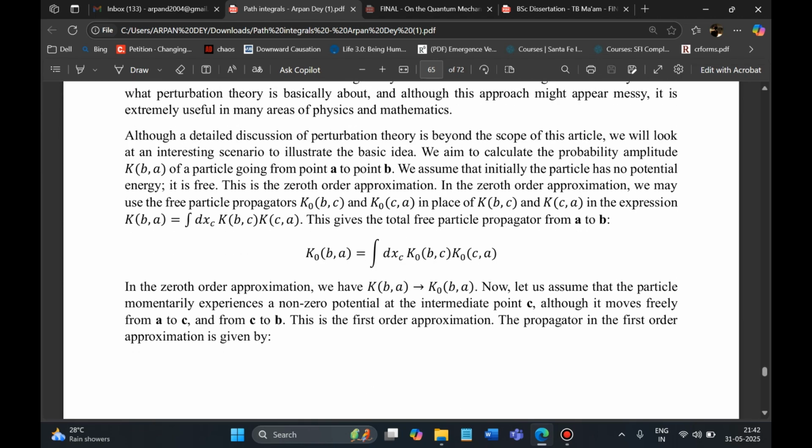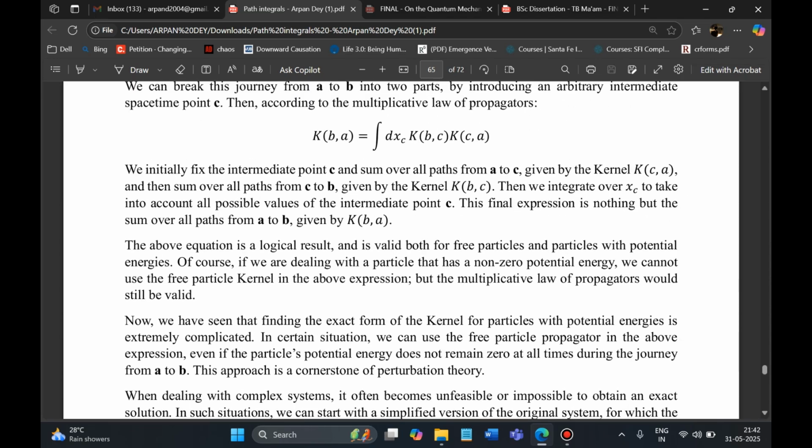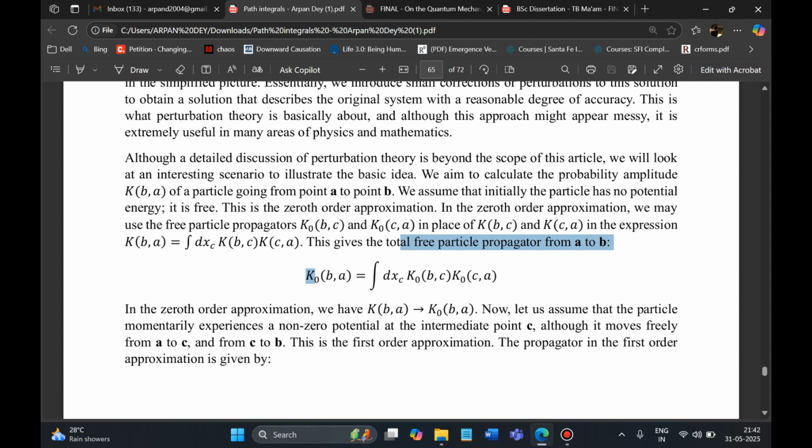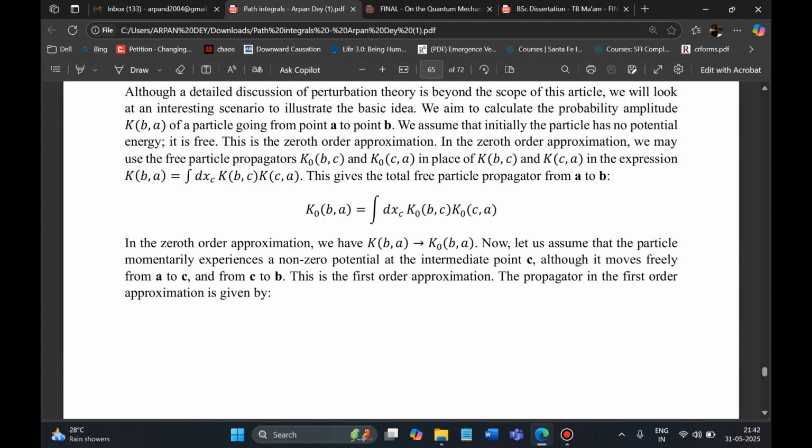First of all is the zeroth order approximation. We assume that the particle has no potential energy, it's free. For the entire length of the journey from A to B, the particle is a free particle. So this is the zeroth order approximation, the simplest possible scenario. And in this case, of course, we can use the free particle propagator. So we can write K0BA as the integration dxc, K0BC, K0CA. Very good. Zeroth order approximation.